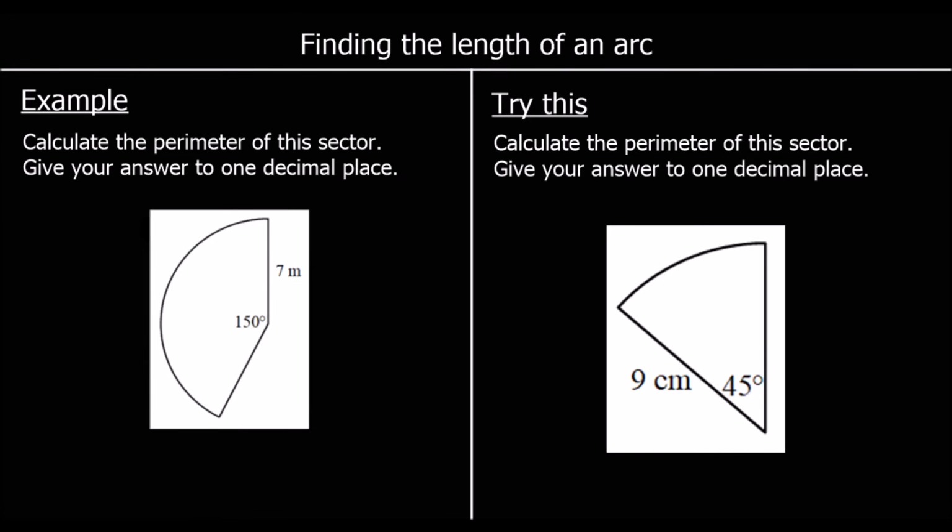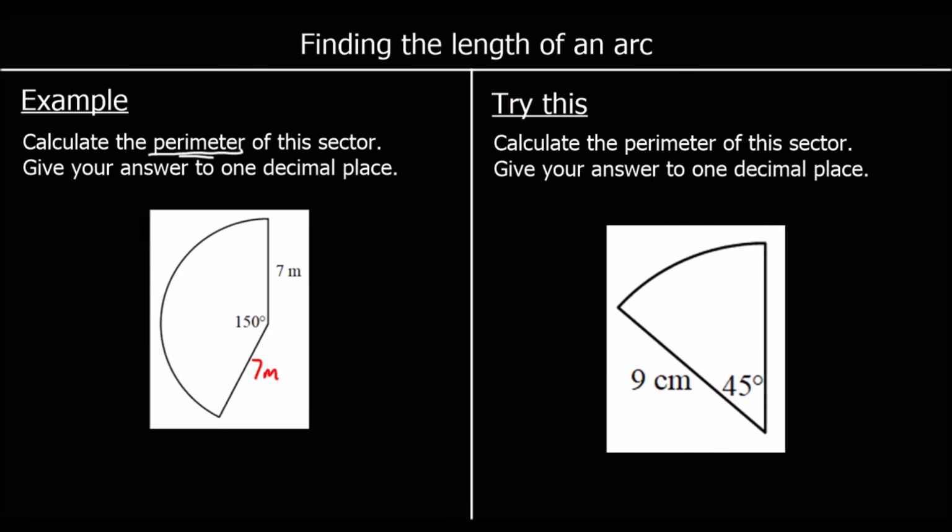Here we have another example. This time the question says, calculate the perimeter of the sector. So this shape is a sector, and we need to calculate the perimeter of it. So we're going to find the arc length, and we're going to add on 2 radiuses. So we're going to have an arc length plus 2 radiuses.